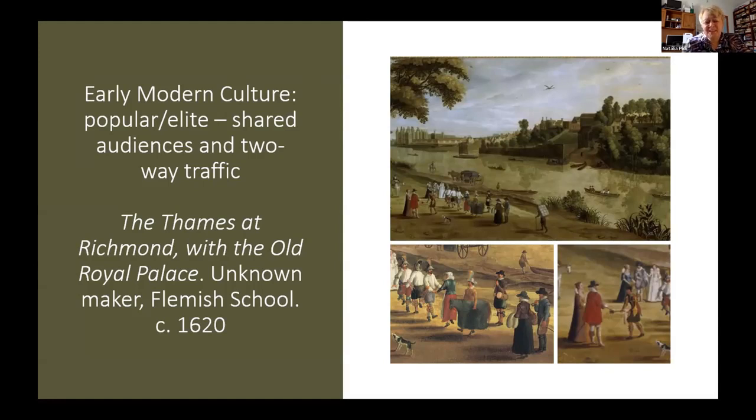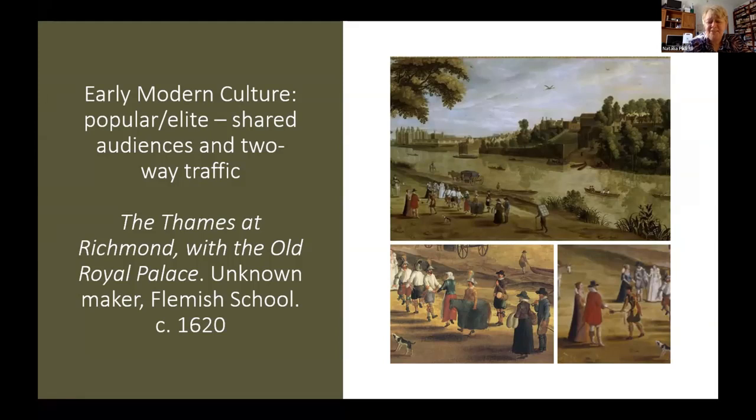What is important, and I always stress when we start talking about early modern popular culture, is that early modern culture was quite different from later centuries, in the sense that popular and elite were not that divided. I mean, they were different, but they were not divided by a strict dividing line. Rather, there was a two-way traffic between popular and elite cultural products, and also the audiences were shared. So they targeted both upper and lower echelons of society.